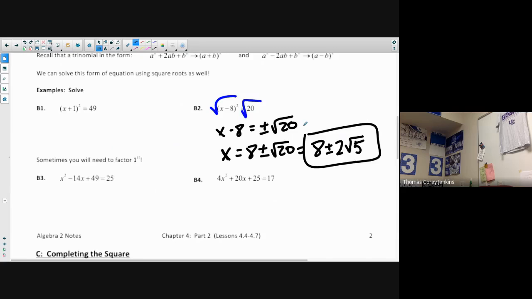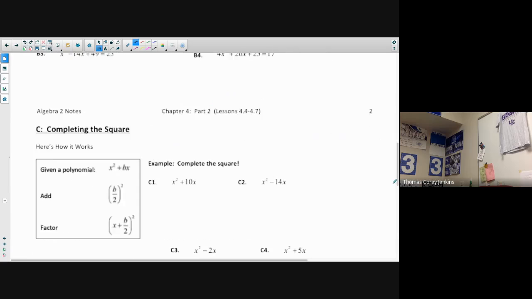Now be careful there because you'll be tempted to add the 8 and the 2 and make that 10 plus or minus the square root of 5. But that is not correct. This 2 times the square root of 5, 2 is almost like a coefficient, like it's attached to the 5, okay?